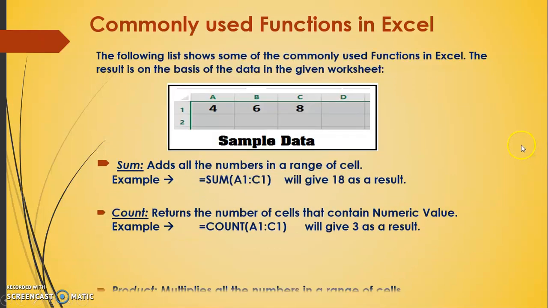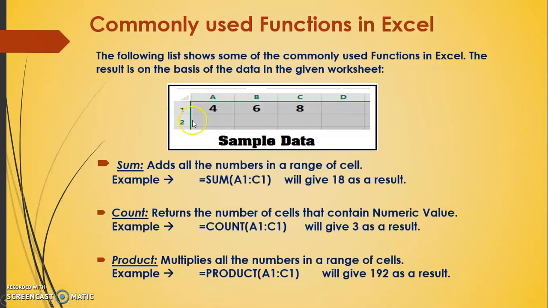Some commonly used functions we will see here. I have given you this sample data: 4, 6 and 8. First of all, if I perform the sum, =SUM(A1:C1), you can see column A and row 1 to C1, meaning I am taking these three data. If I add these three numbers, I will get the result as 18. Count will return the number of cells that contain a numeric value. How many cells contain a numeric value? So I will count 1, 2 and 3. So this will give me the result as 3.